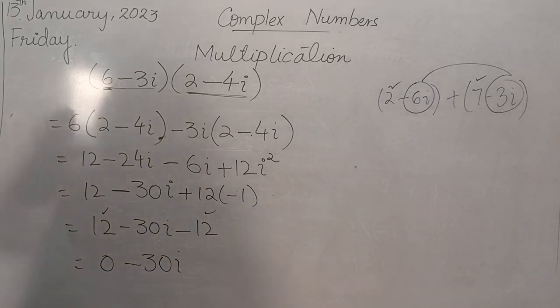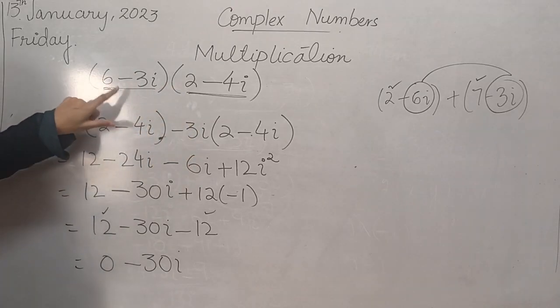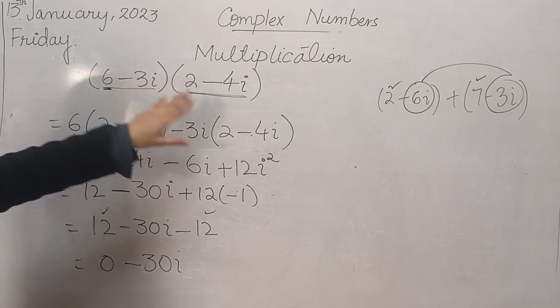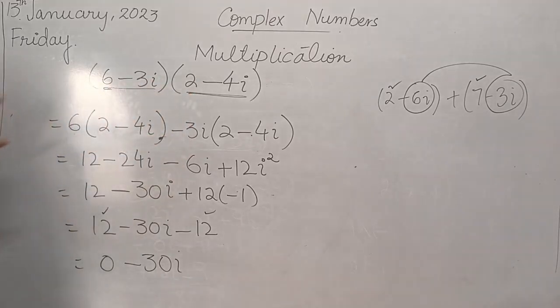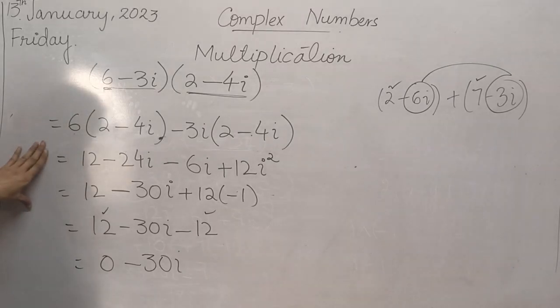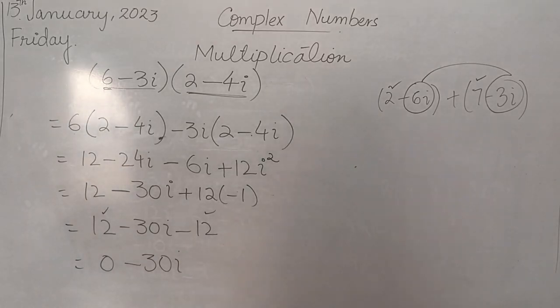Take out the first number and multiply it with the whole second number. Then again take the second number of the first bracket and multiply it with the second bracket. And then after multiplication, collect like terms, solve them, and in the end you will get your answer. Clear? So boys and girls, your diary is to do exercise 2.6, questions number 2, 3 and 4.